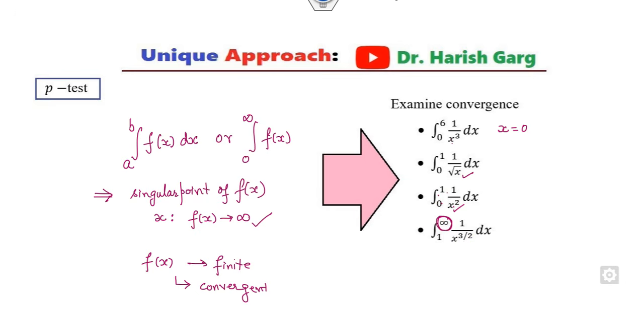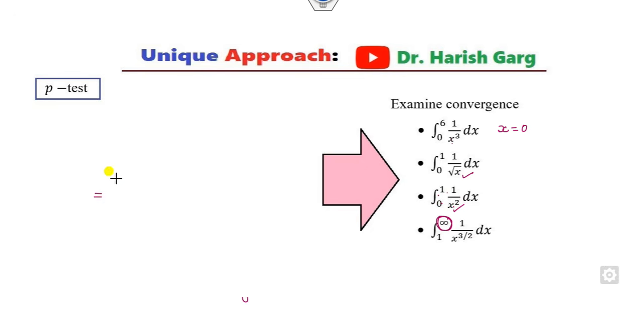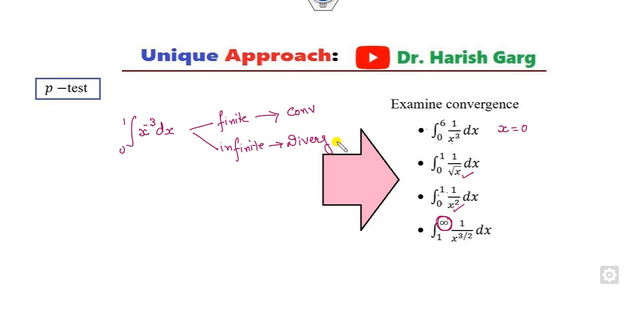Then how can you check the convergence or the divergence of this integration? There are two rules. The first rule is you can solve this integration and check whether it is finite or infinite. If it is finite, we call it convergent. If it is infinite, we call it divergent. But because that is not an easy target, I will tell you the simplest shortcut trick.